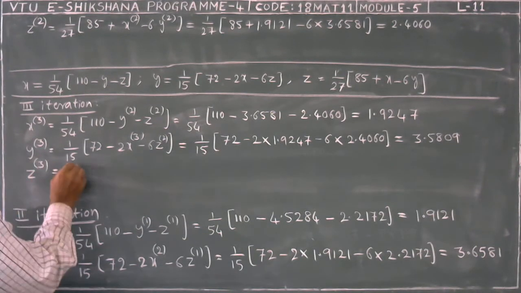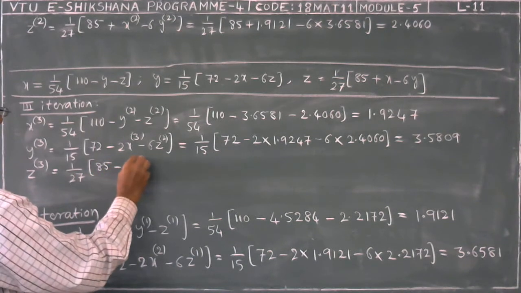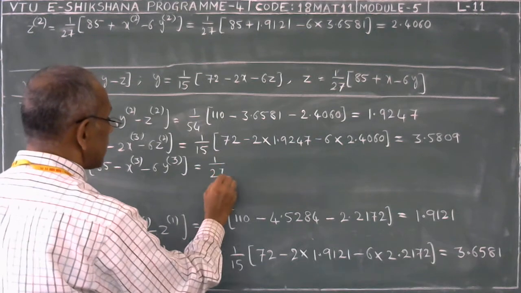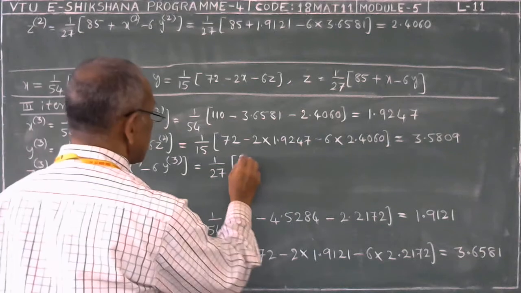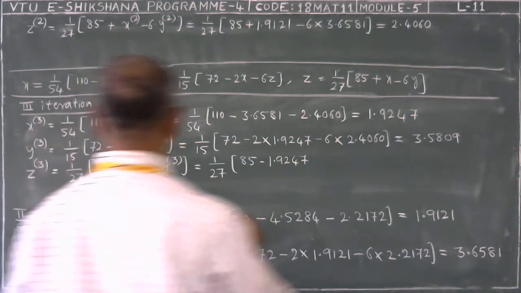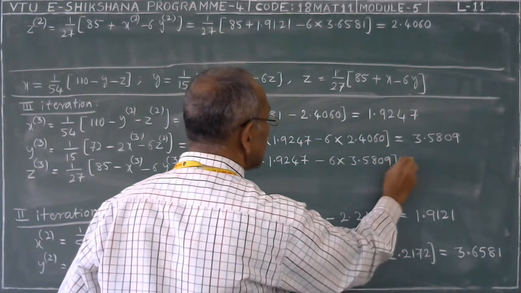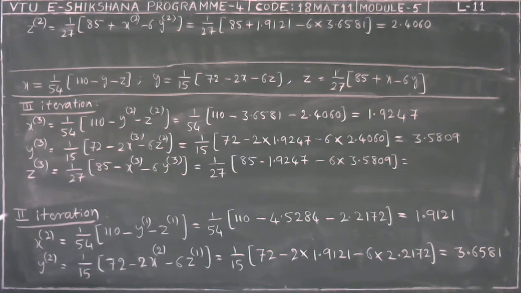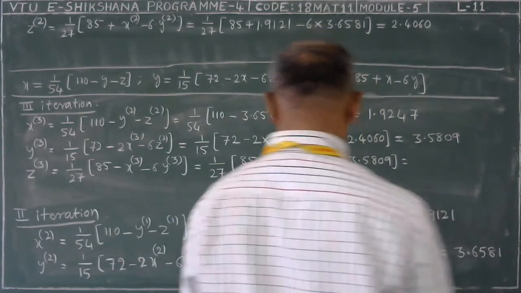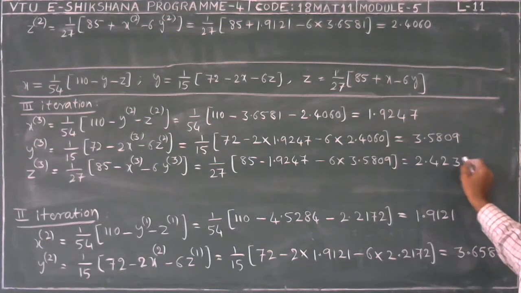Then z3 will be 1 divided by 27 times 85 minus x3 minus 6 into y3. So this is going to be 1 divided by 27 times 85 minus x3, 1.9247, minus 6 into y3, 3.5809. So if you carefully compute, you get z3 is equal to 2.4236.